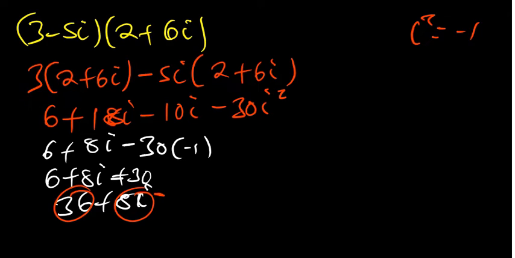This came last year in the final exam, where they just asked you to simplify the complex number, where you need to have your answer in the form a plus bi. So in this case, a is 36 and b is 8, or you can say bi is 8i. As simple as that.